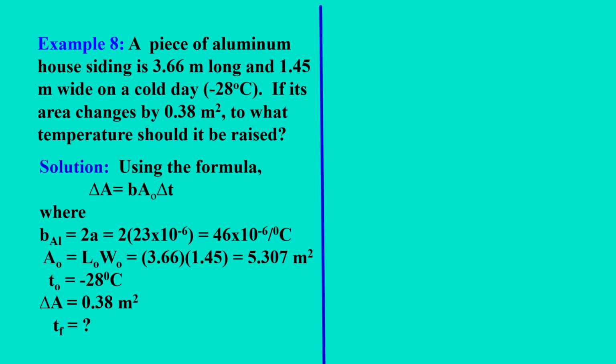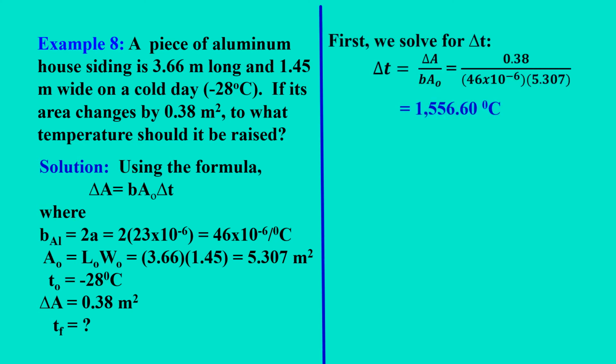The original area is 3.66 times 1.45, which is 5.307 meters squared. The original temperature is negative 28 degrees Celsius. The change in area is 0.38 meters squared, and we are required to find the final temperature. First, we solve for delta T. Delta T is delta A over B times A naught. Substituting the values and simplifying, delta T equals 1,556.60 degrees Celsius.